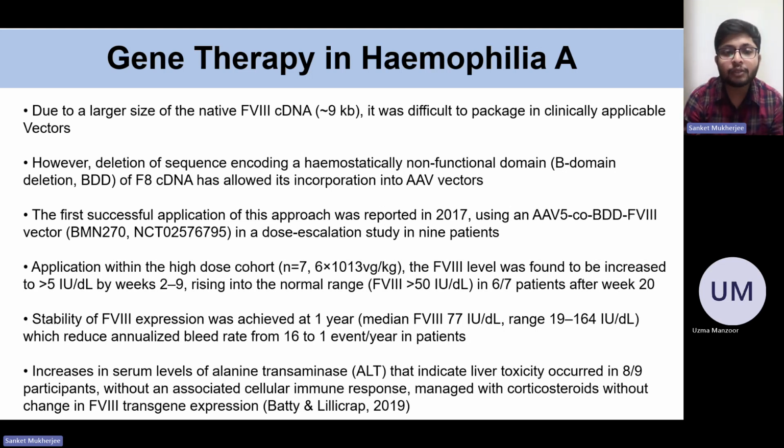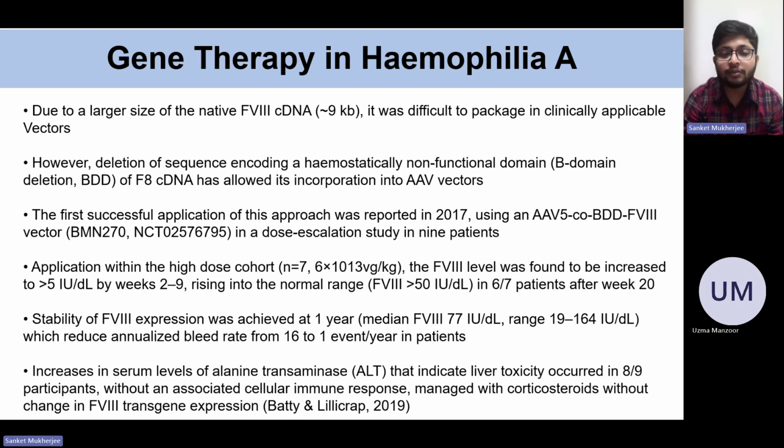In the high dose cohort, the F8 levels were found to increase to greater than 5 units per dL by weeks 2 and 9, rising to the normal range in 6 out of 7 patients after week 20. The stability of F8 expression was achieved at 1 year median, which reduced annualized bleed rate from 16 events per year to 1 event per year for the patients.